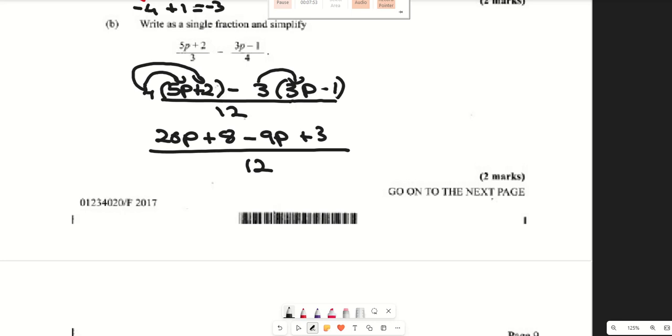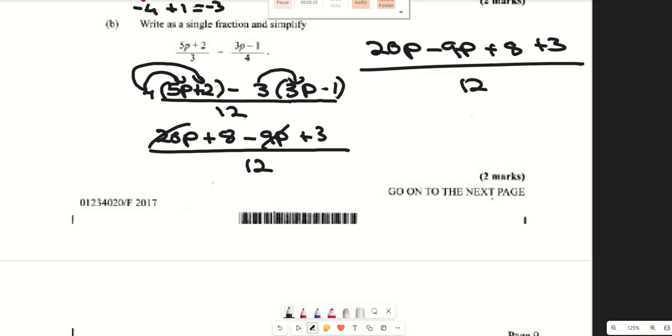Before anything, please realize that the reason this is negative here is because of this minus sign. If this was a plus sign, then it would have been plus 3 outside the bracket. But because you're subtracting the 2, you have to put that subtraction sign. Then you group like terms: 20p, minus 9p, plus 8 plus 3, all over 12. 20 minus 9 is 11p, 8 plus 3 is also 11.